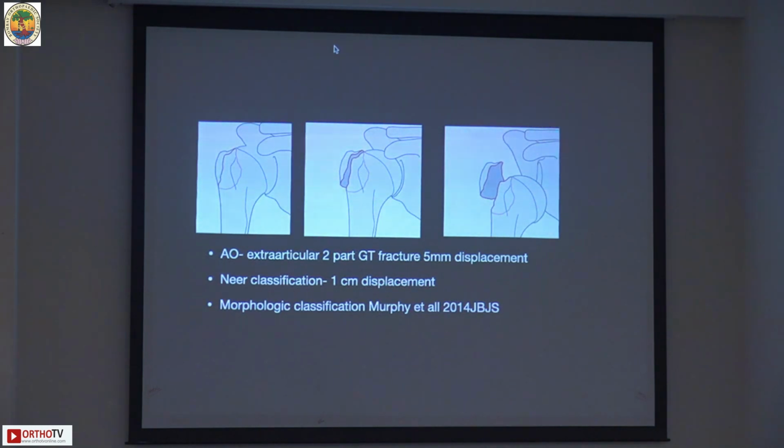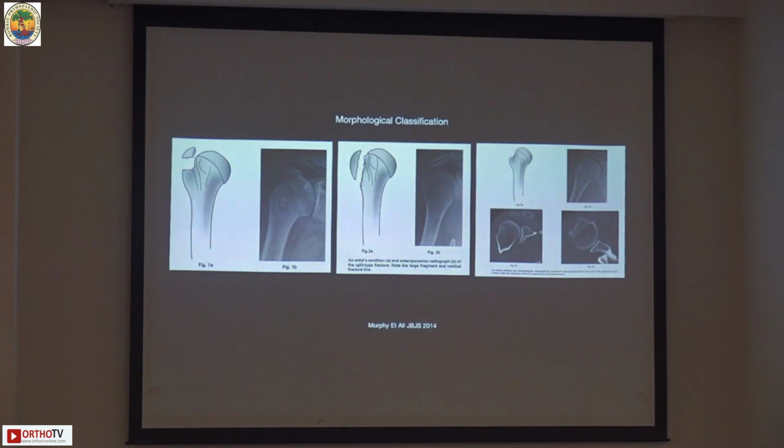But I'm not going to go into details of this because this is a master class and not a basic course. The classifications, we all know about the AO classification. It's an extra-articular two-part GT fracture with less than 5 millimeter displacement or more than 5 millimeter displacement. There are three subtypes: undisplaced, 5 millimeter displacement, and fracture dislocations. The famous Neer classification, where if there's 1 centimeter displacement, then we should operate. There's a morphological classification which is more up to date according to me. It was propagated by Murphy et al.